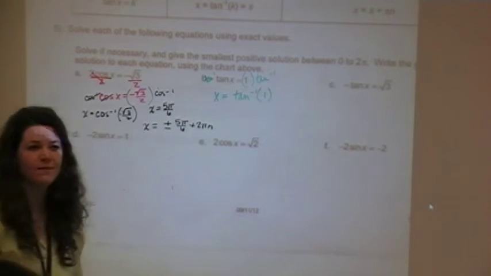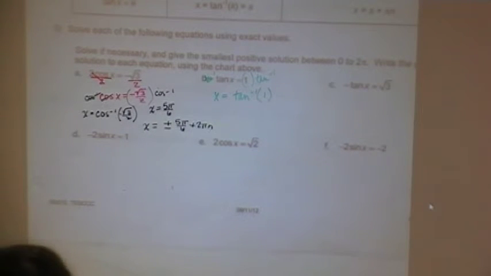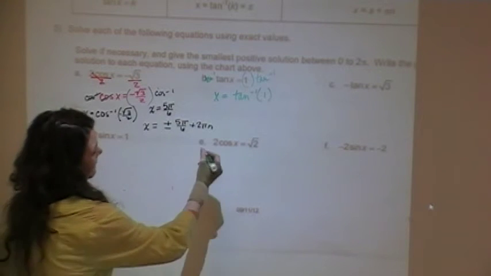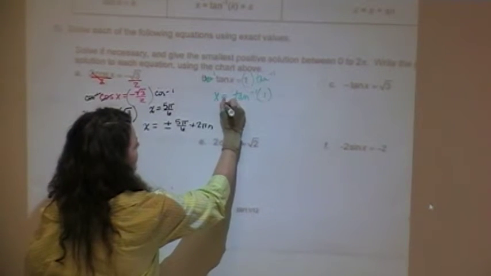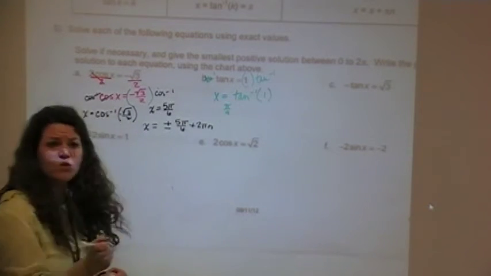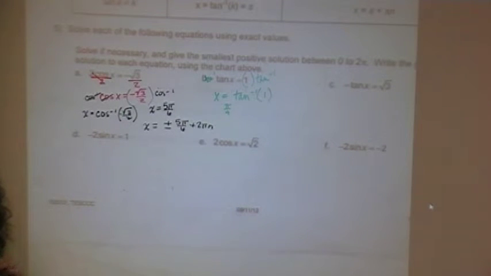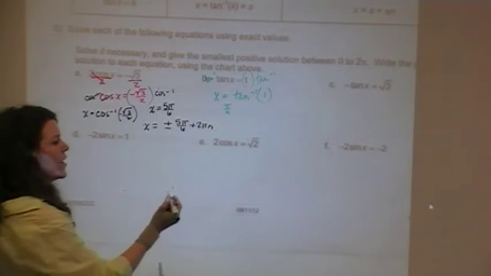Where is tangent 1? Pi over 4. Is y over x square root of 2 over 2 over square root of 2? It's pi over 4. Okay, so that's in quadrant 1. Is tangent positive in quadrant 1? Yes, everything's positive in quadrant 1. So that can be my first answer. And with tangent, all you need is one answer.